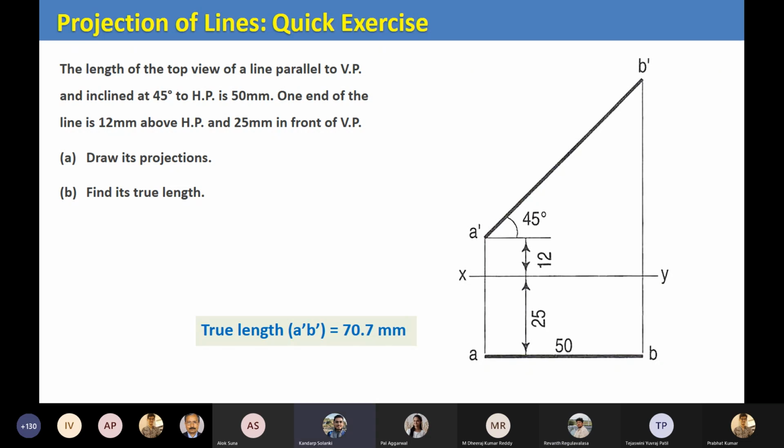I have one small question. Whenever we rotate with the angle phi and make it horizontal, and we rotate with the angle theta and make it horizontal, in both cases the true length will come out to be the same, right? Yes, true length is always the same. And you have to keep one more thing in mind: a dash and A will always lie on the same line, and b dash and B lie on the same vertical line, because it is the same point which we are projecting on two different planes.